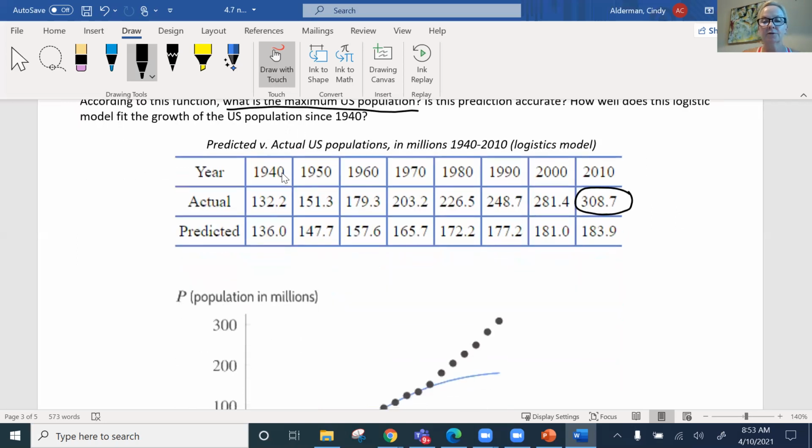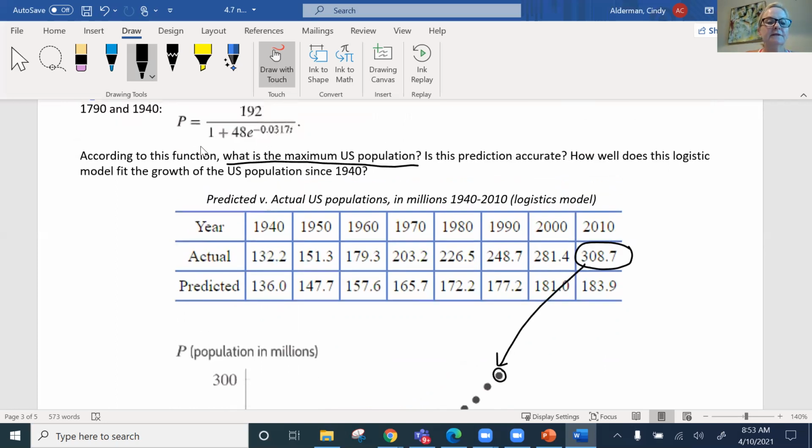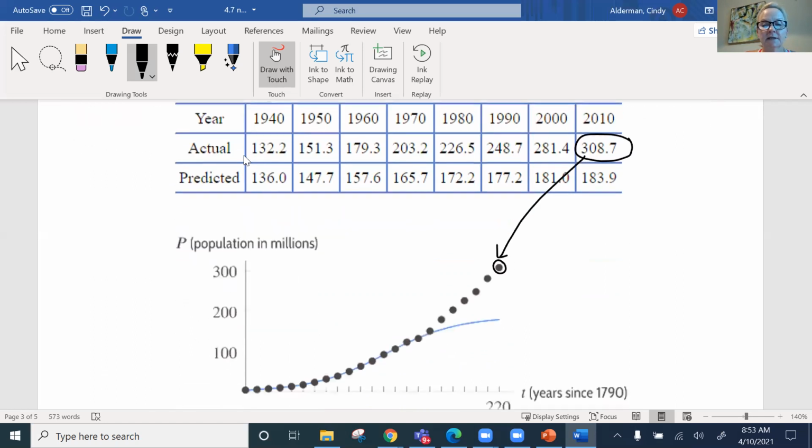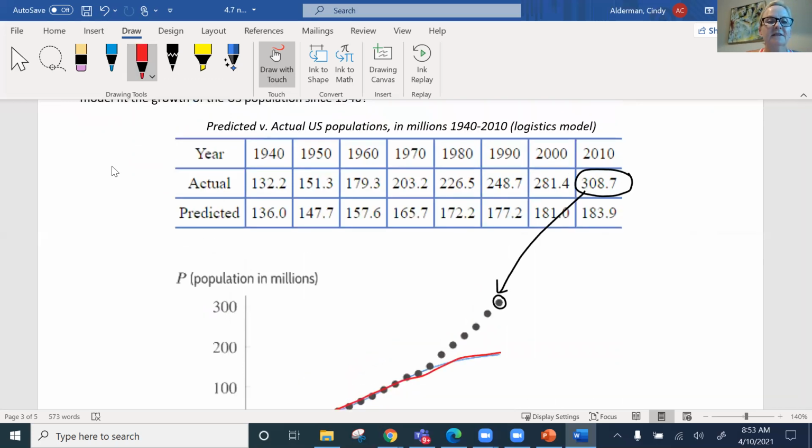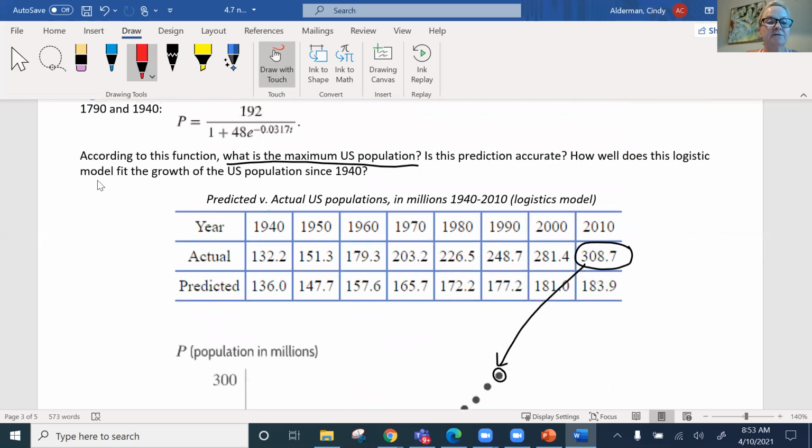In 2010, the actual population was 308.7 million people, right? Now, if you look at this graph, the actual data was here, but the logistical function that people in this business used back then was this one. And that actual one here does not fit the data, right? How well does the model fit the growth of the US population? Not well, right? And of course, scientists make mistakes too. So what do you think happened?